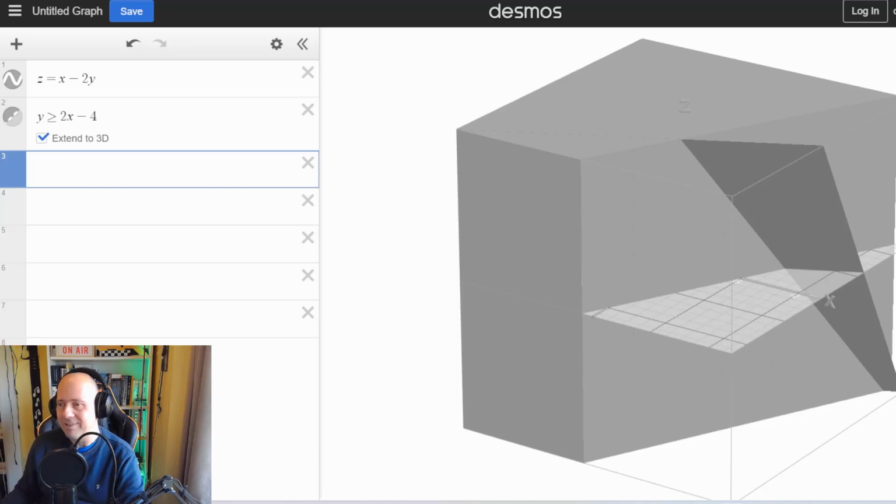Check this out. I just spotted this. I was looking for Desmos this morning, and they've got a beta version of a 3D Desmos.